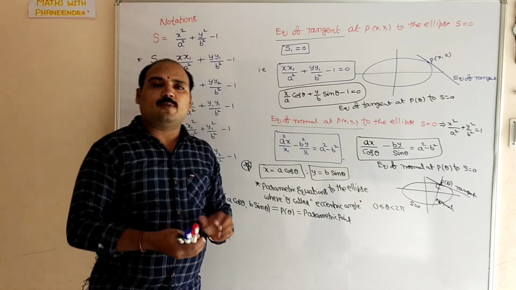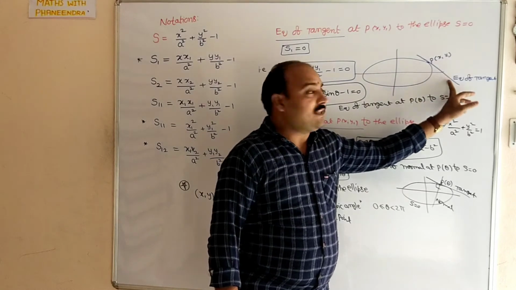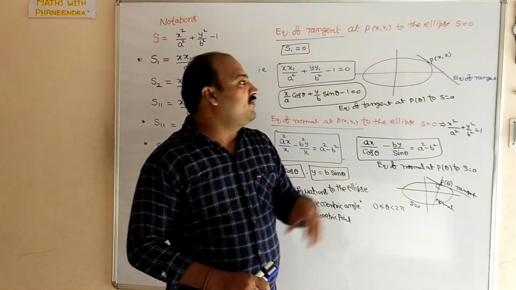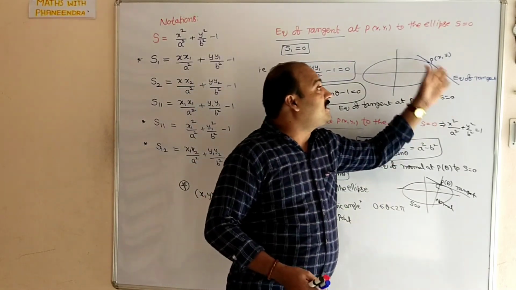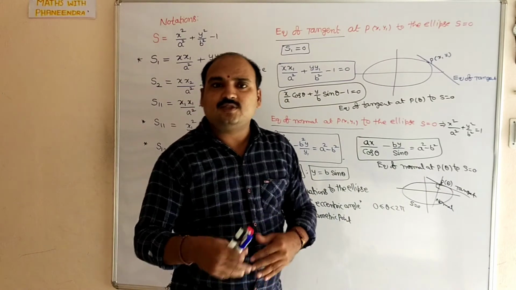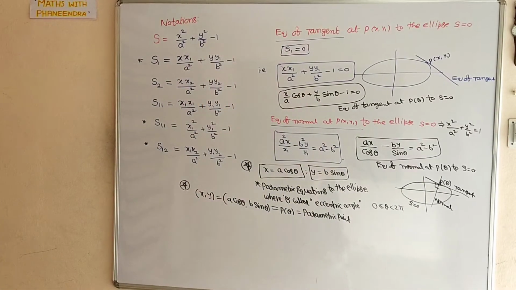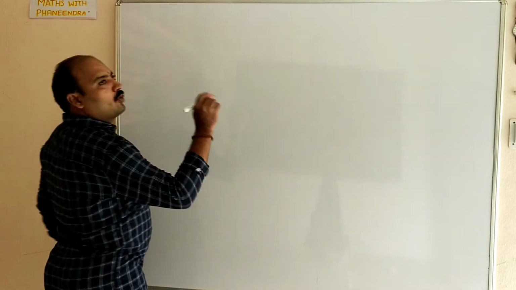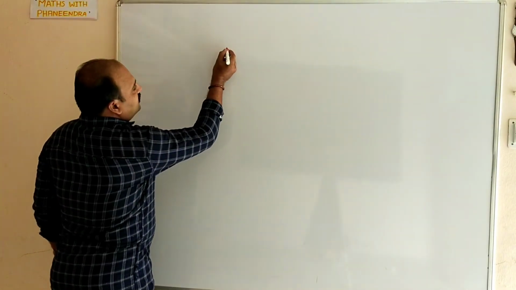Now we will discuss the different points. Whenever a line touches the ellipse, the point is called the point of contact. If the line is y is equal to mx plus c, what is the point of contact? If the line is touching the ellipse, what is the condition? This we are going to discuss now. The next concept, observe carefully. Point of contact, tangent condition, that we are going to discuss.